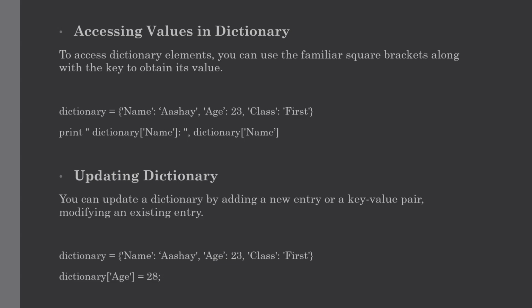Our next topic is accessing the values in a dictionary. To access the dictionary elements, we use the familiar square brackets along with the key to obtain its values. We are already familiar with this process that we have seen in our earlier lectures while accessing the values from tuples and lists. Let me show you how to do that.